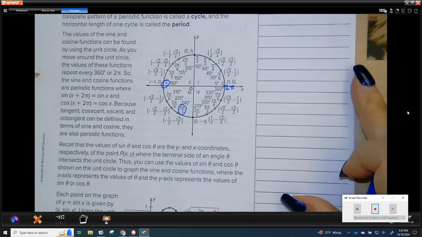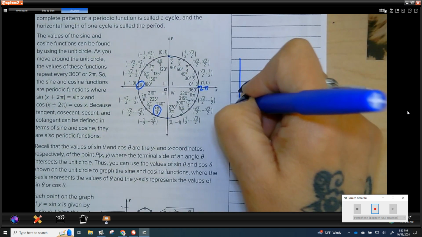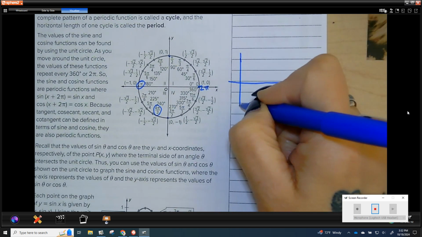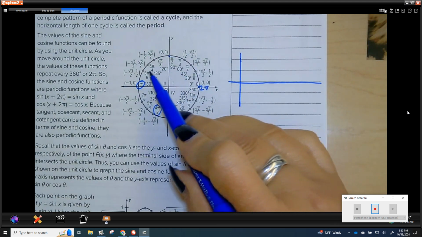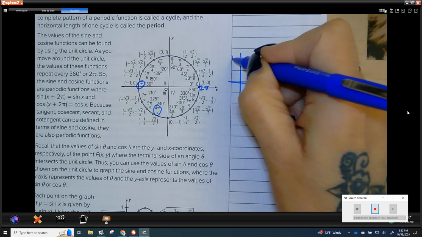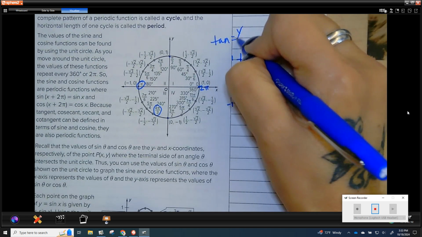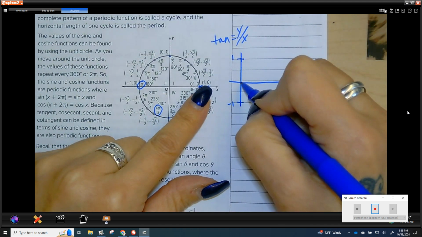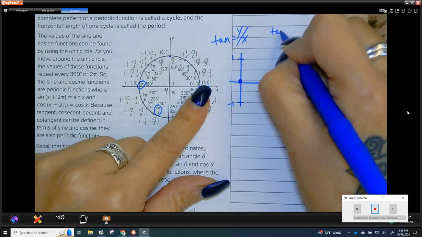I'm going to start with showing you how to draw tangent. I did this in class, but I will do it right here. So one cycle is 2 pi, around the circle once. This is 1. This is negative 1. Tangent means we're going to divide. Remember, tangent is y divided by x. So if I come over here at 0, which is right here, 0 divided by 1 is 0. All right, tangent of 0 is 0.